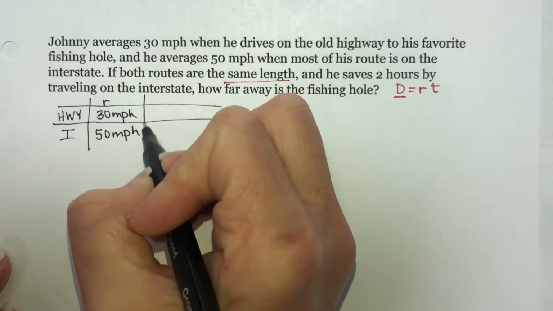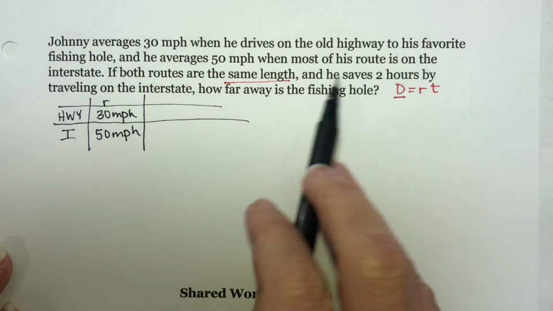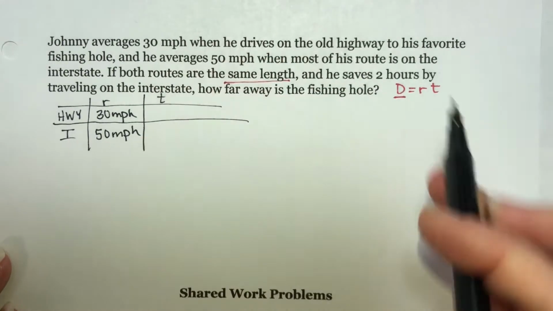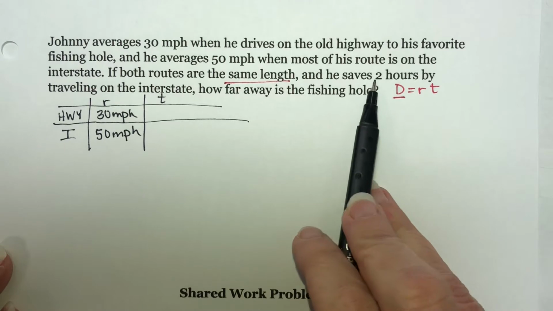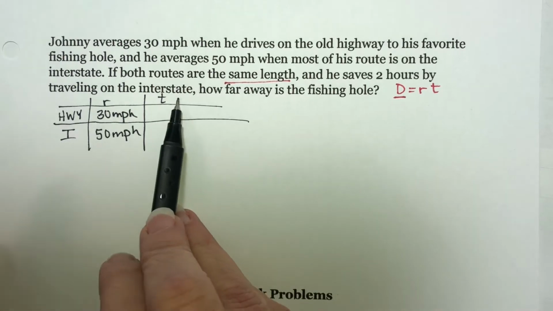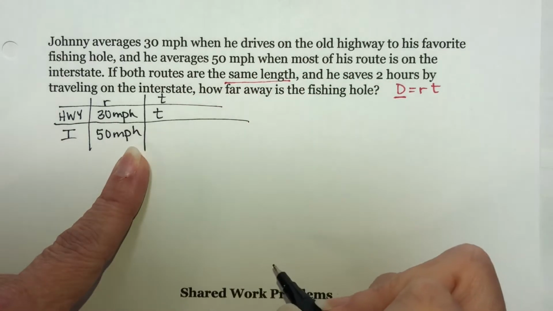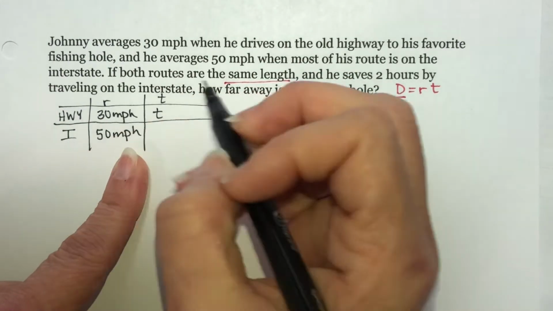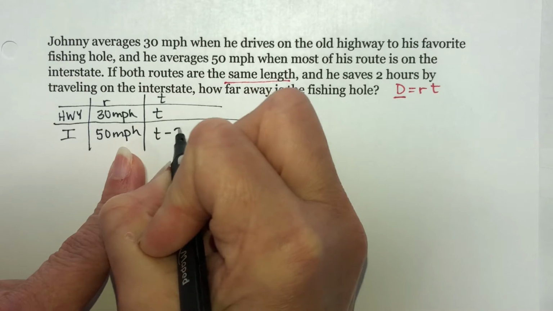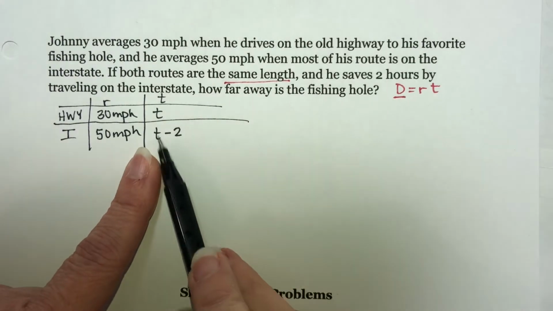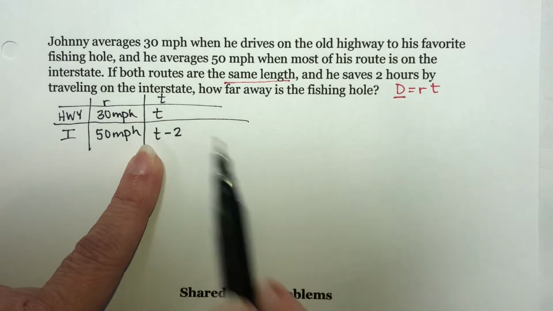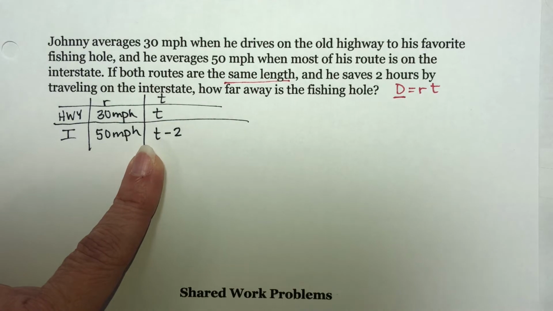Okay. Now we're given some information about the time. We're told that he saves 2 hours by traveling on the interstate. So however much time is spent on the highway, 2 hours less than that is spent on the interstate, so that would be T minus 2. I could have also made this T and then this T plus 2, and it still would have worked out.